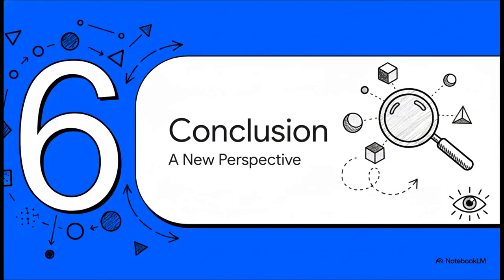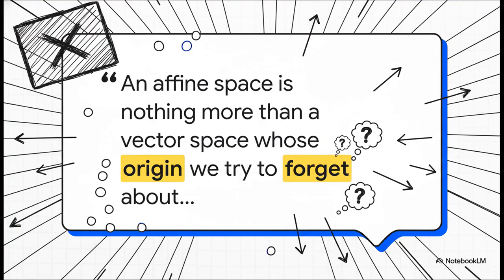All right, let's zoom out and put all these pieces together. What's the big picture here? The mathematician Marcel Berger just nailed it with this quote. An affine space really is just a vector space where we've deliberately forgotten about the origin. And by doing that, we gain this incredible freedom to translate our entire frame of reference anywhere we want.